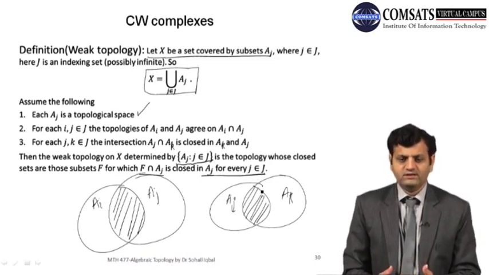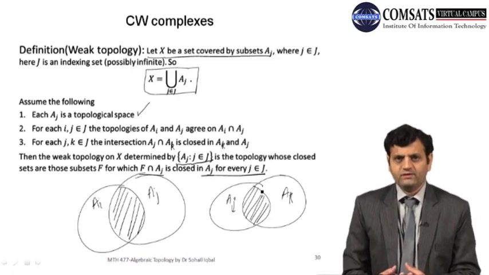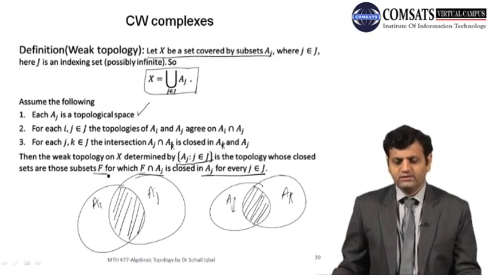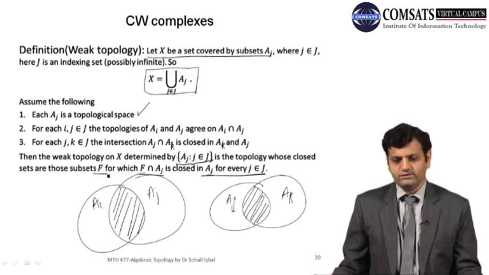So first take a set, cover this set with a collection of subsets such that X is equal to the union of those subsets. Each set is a topological space, they agree on the intersection, and the intersection is closed in the respective topological spaces. Then the weak topology on X is a space where the sets are closed if their intersection with these A_j's is closed for every j. So that's how we define a weak topology.